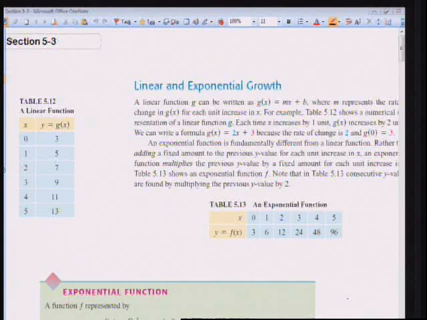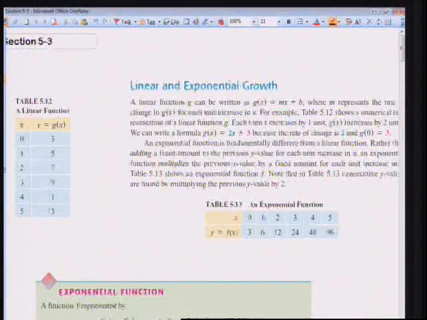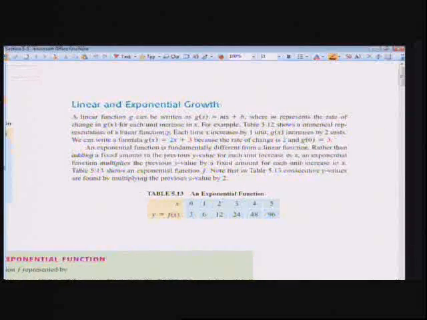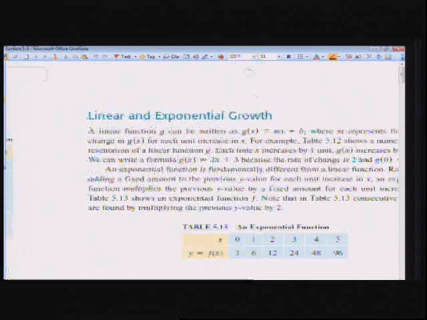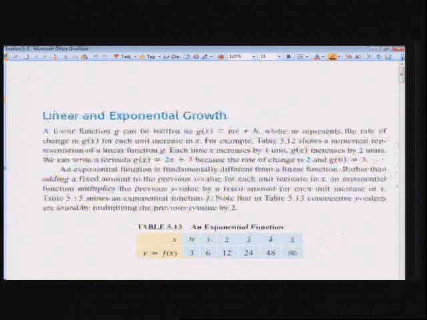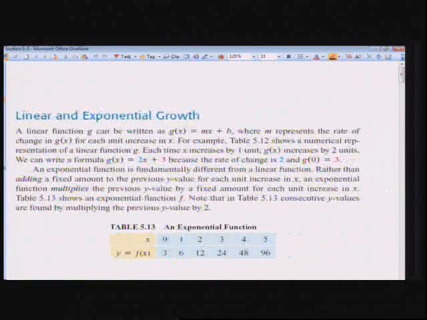I took the notes from the textbook. It says a linear function g can be written in the form mx plus b, g of x equals mx plus b. So you're familiar with that, the y equals mx plus b formula, where m represents the rate of change in g of x for each unit increase in x. So m is the slope.